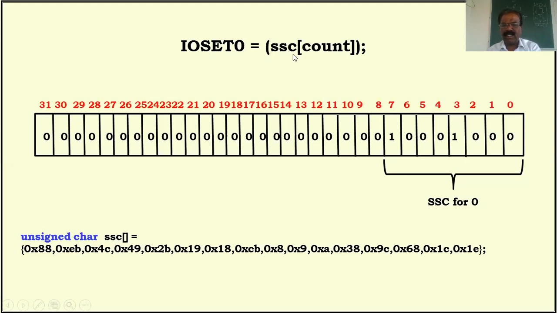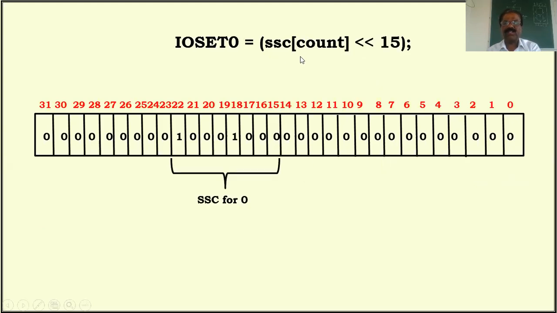If you write this statement, it is going to place the 7 segment code starting from P0.0 till P0.7. But in hardware, we are using P0.15 to P0.22. Therefore, we have to shift this information towards the left. How many times? 15 times. That's why I have to go for this particular statement.